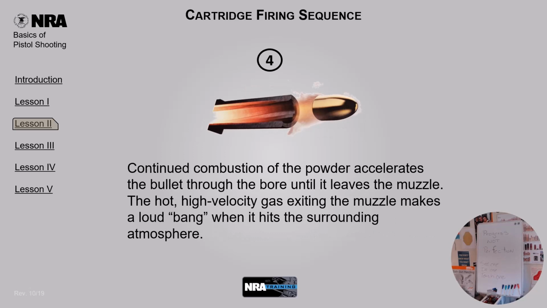Continued combustion of the powder accelerates the bullet through the bore until it leaves the muzzle. The hot, high-velocity gas exits the muzzle and makes a loud bang when it hits the surrounding atmosphere. So all of that hot air is the noise that it makes. I was told all sorts of crazy stuff when I started, such as the bullet was breaking the speed of sound. And I believed it because I didn't know. But really, it's just a bunch of hot gas.